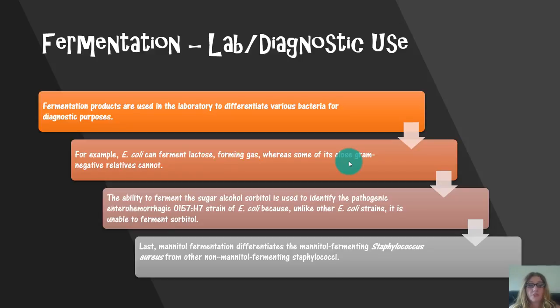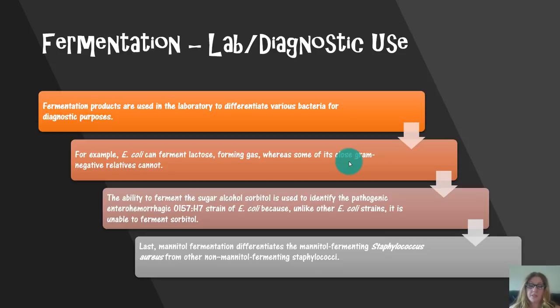The ability to ferment the sugar alcohol sorbitol is used to identify the pathogenic enterohemorrhagic strain of E. coli, because unlike other E. coli strains, it is unable to ferment sorbitol. So that's very important. You want to know if you have that pathogenic version of E. coli. And if it is unable to ferment sorbitol, then you know you might have that pathogenic version of E. coli. So it's a wonderful laboratory test that you can do to exploit that metabolic fact of that organism.